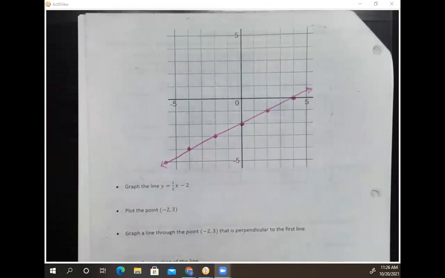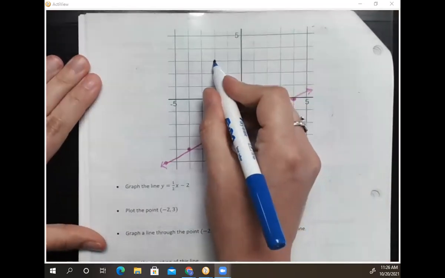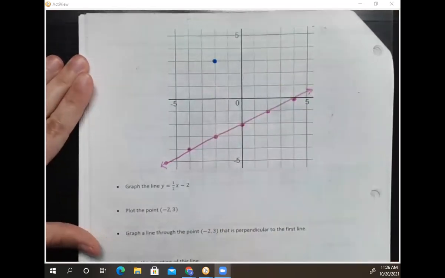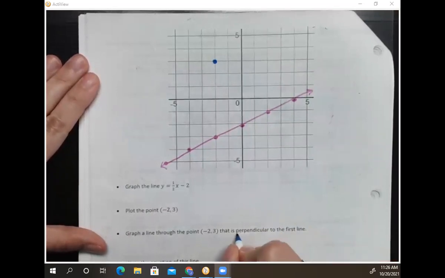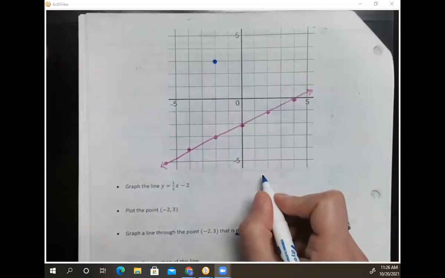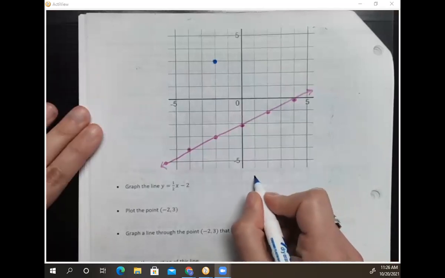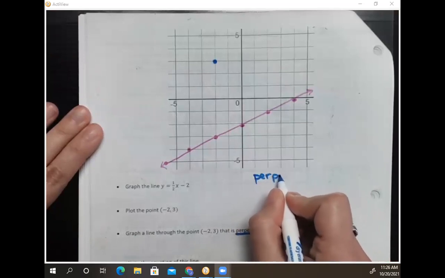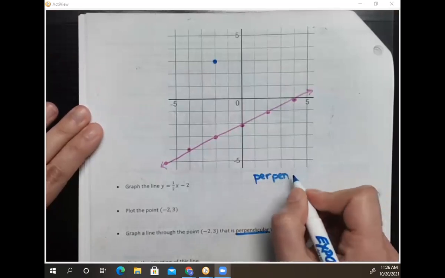And then again, my directions ask me to plot the point (-2, 3). So same point we plotted before, (-2, 3). But this time I want to graph a line through that point that is perpendicular to our first line. So what does perpendicular mean? They're going to intersect.